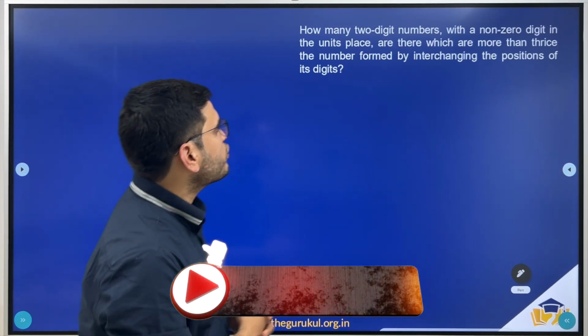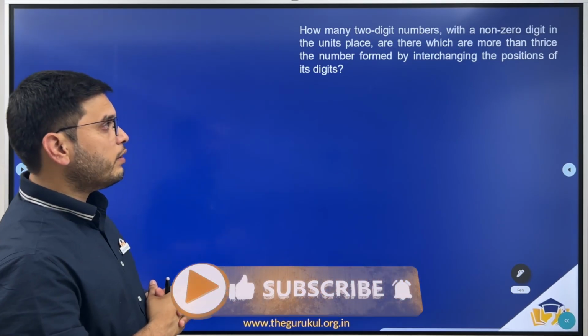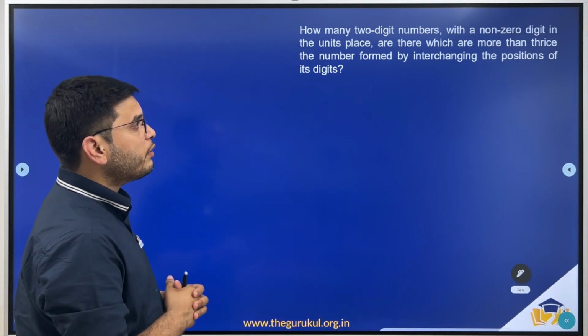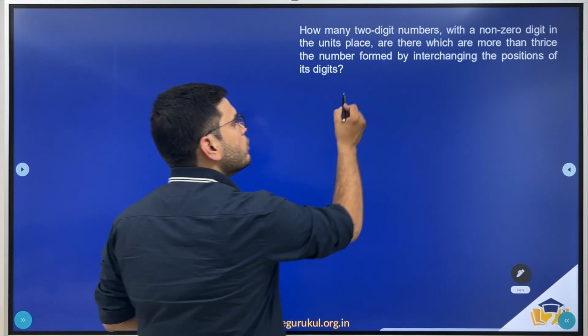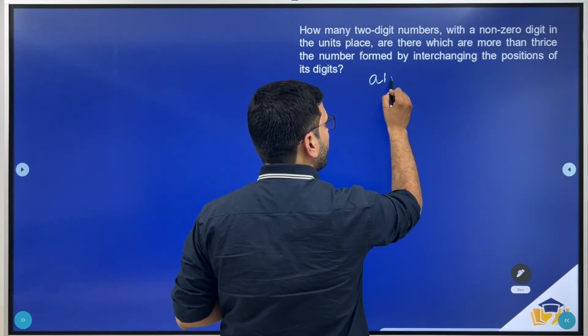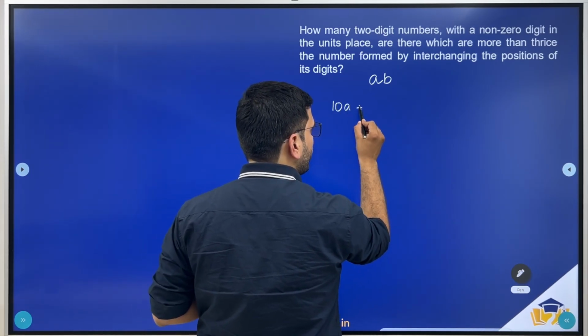Now coming to the third question: how many two-digit numbers with a non-zero digit in the units place are there which are more than thrice the number formed by interchanging the position of its digits? So let that number be AB. The value of AB would be 10A plus B.